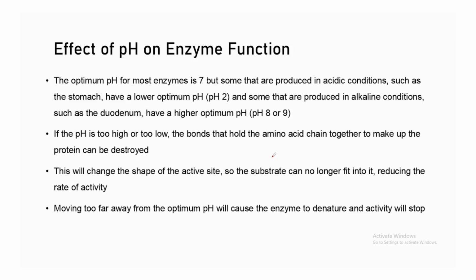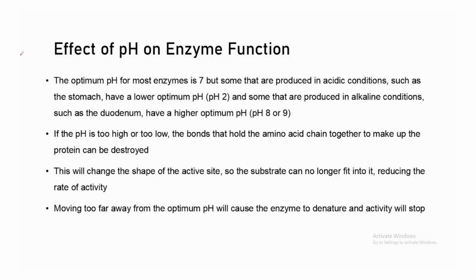Effect of pH on enzyme action. The optimum pH for most enzymes is 7, but some that are produced in acidic conditions such as the stomach have a lower optimum pH of pH 2, and some that are produced in alkaline conditions such as the duodenum have a higher optimum pH 8 or 9.